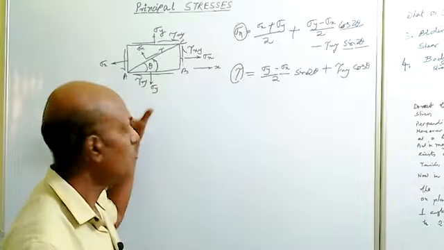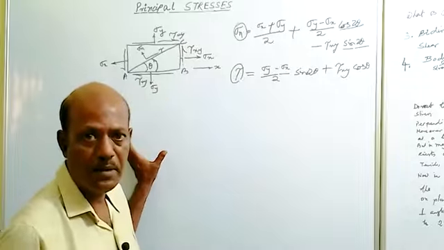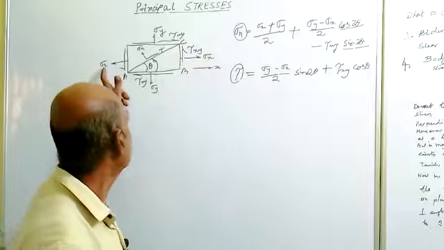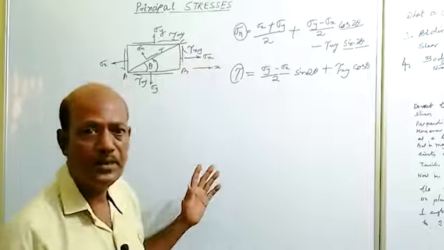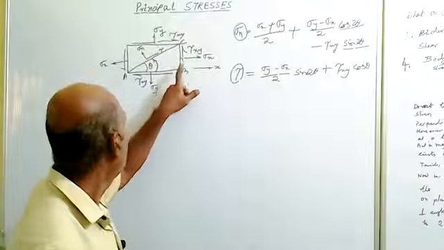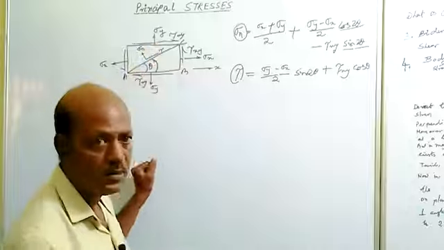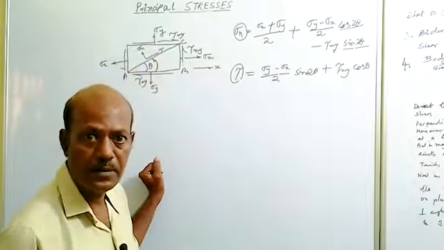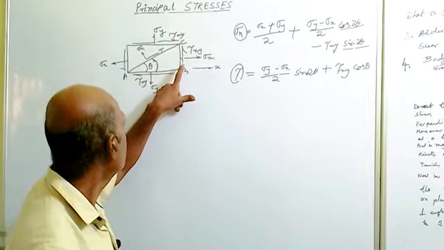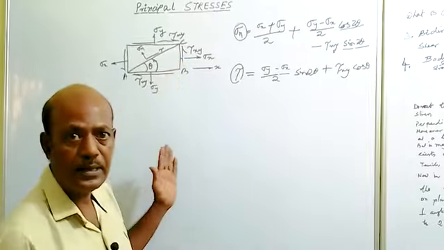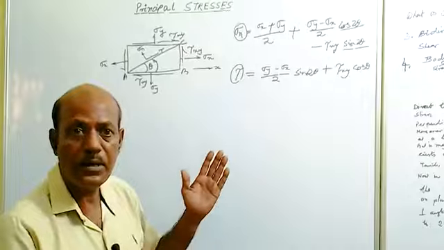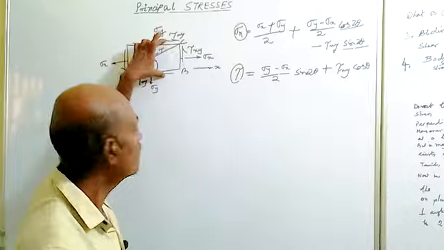So this is the most complex stress system acting on a body, that is sigma x stress acting along x direction, sigma y stress acting along y direction. Along with that, the shear stresses are also acting on the element. So tau xy, in this case tau xy is acting in anti-clockwise sense on x face and tau xy in clockwise sense on y face.